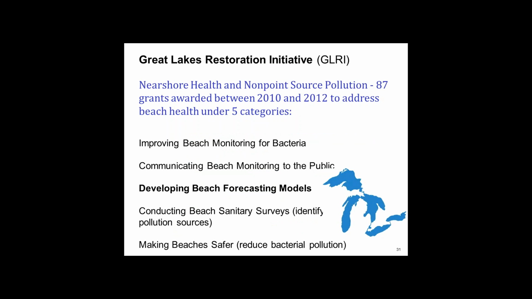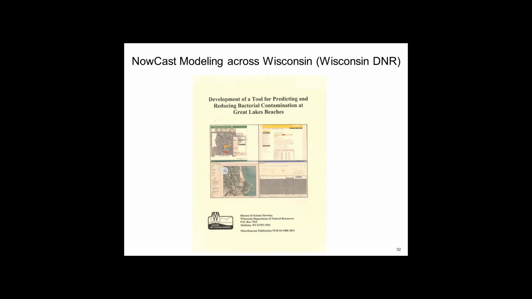Under this third category, developing beach forecasting models, dozens of predictive models were established along the Great Lakes and tested, validated. And here's a couple of examples. WDNR, Adam, worked really hard on this project and ended up establishing 21 nowcast models at Wisconsin beaches. They also conducted a large number of workshops to train beach managers on this model.